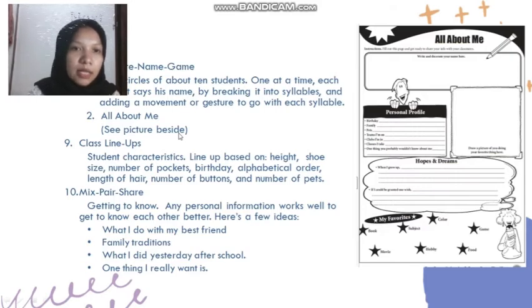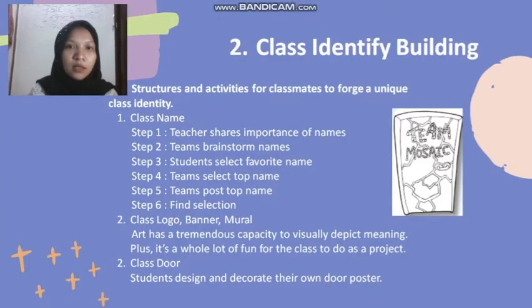The next is class lineups. Students line up by characteristic, based on height, shoe size, number of pockets, birthday, alphabetical order, length of hair, number of buttons, and number of pets. Next is mixed pair share. Getting to know: any personal information works well to get to know each other better. Here are a few ideas: what I do with my best friend, family traditions, what I did yesterday after school, and one thing I really want.